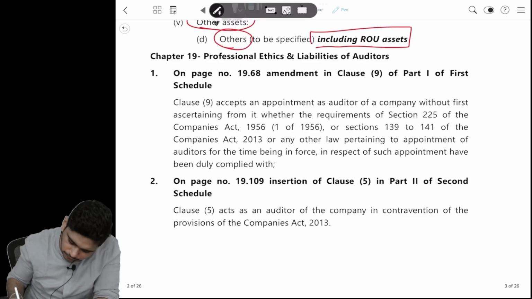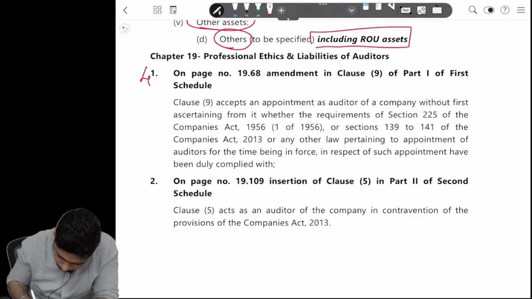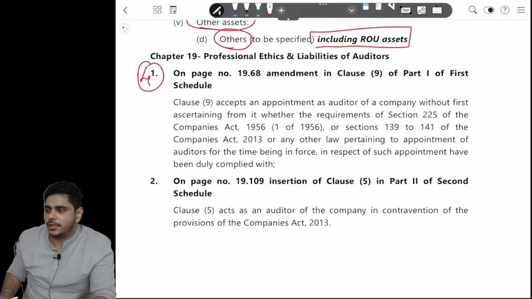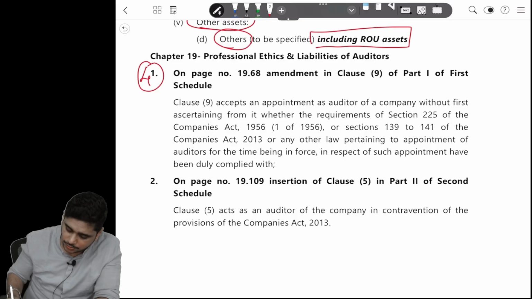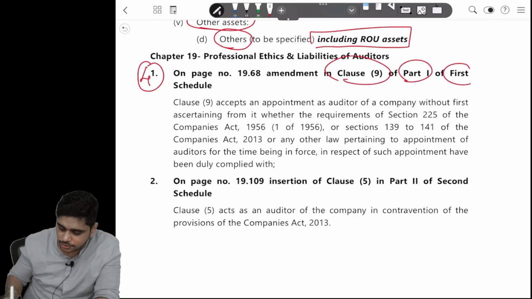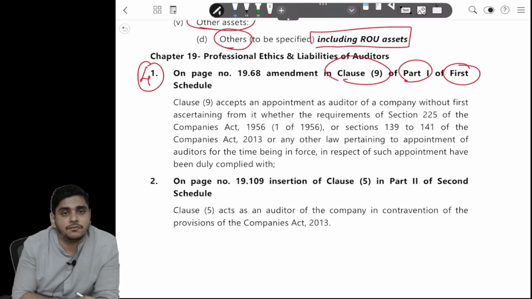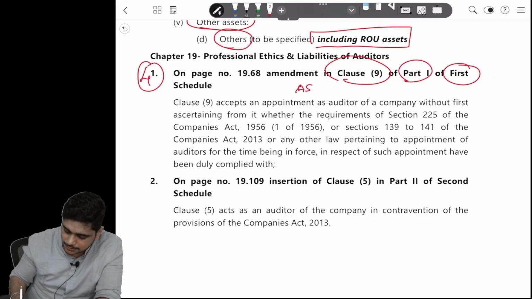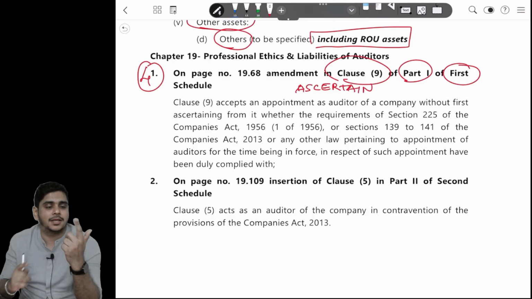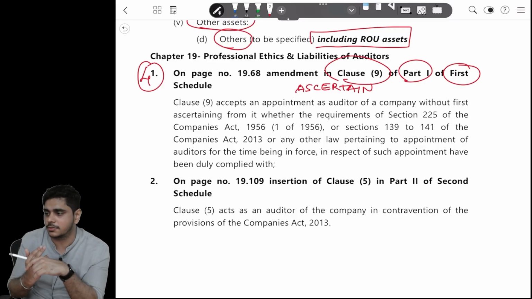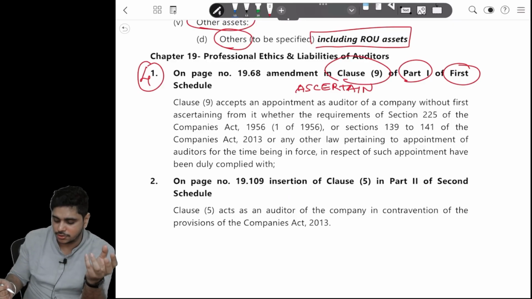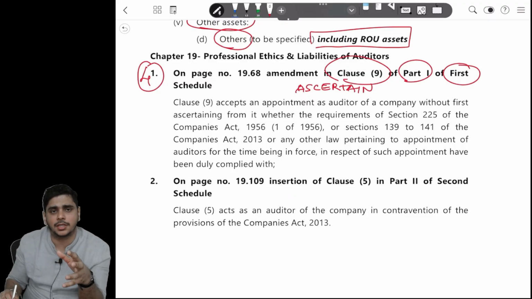Now, fourth. The fourth amendment is basically towards professional ethics. Both fourth and fifth are professional ethics. Do you remember Clause number 9, Part 1, First Schedule? We used to say ascertain. Clause number 9. That's correct. So we used to say you have to comply with the provisions of sections 139 to 140.